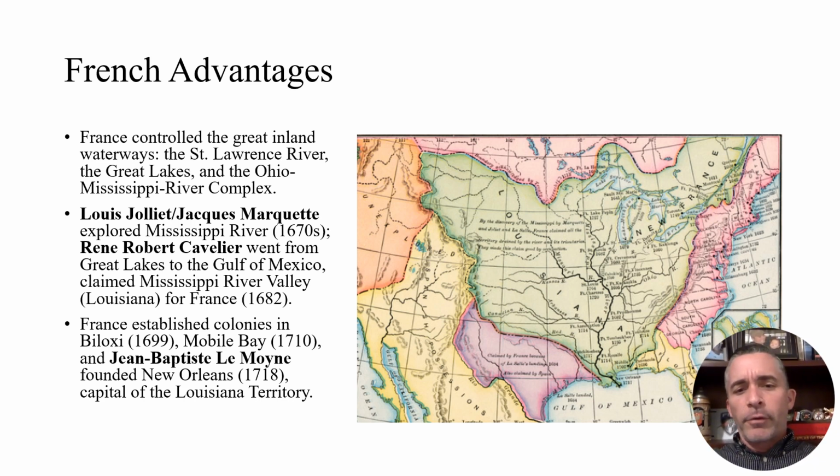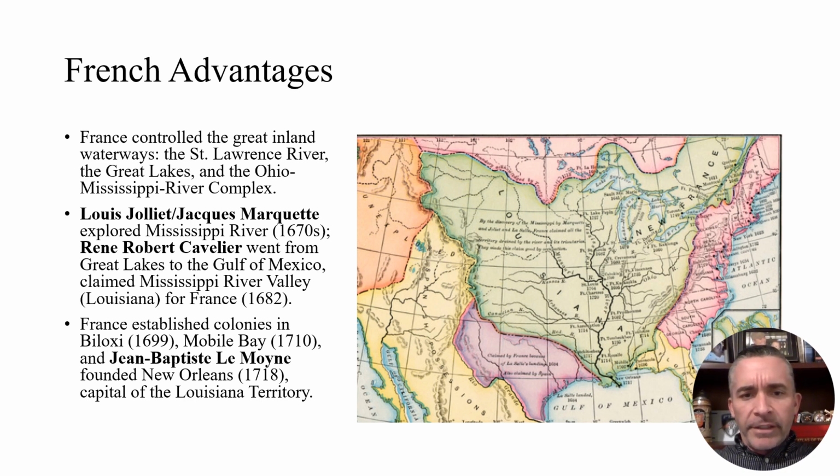But the French who were there were mostly hunters, trappers, fur traders, and missionaries, particularly the Jesuits. And throughout the colonial period, there were a total of 3,500 Jesuits in North America, mostly French, but some Spanish as well.